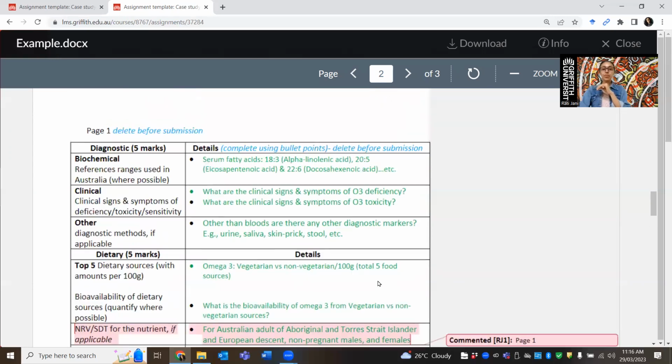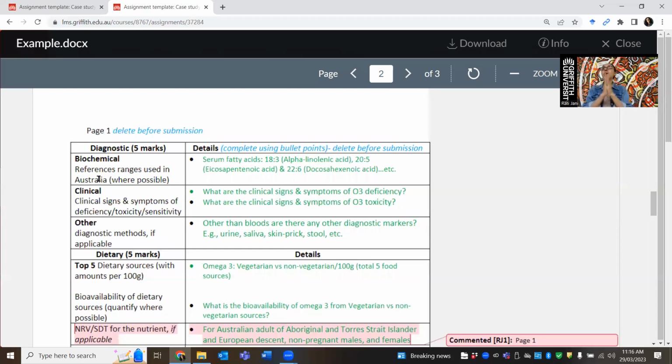All right. So for biochemical, provide reference ranges where possible. Try to use Australian reference ranges. If you look at your handbook, you have the US one and then the Australian one.